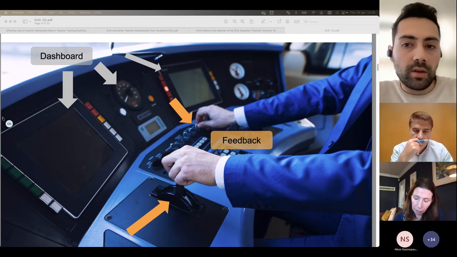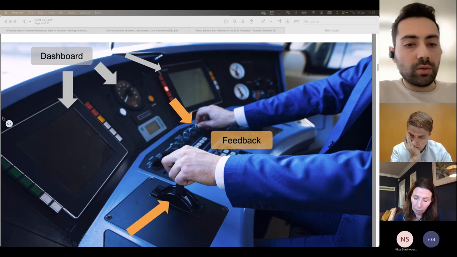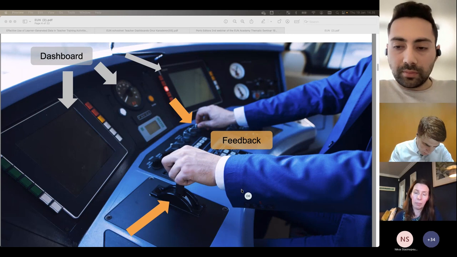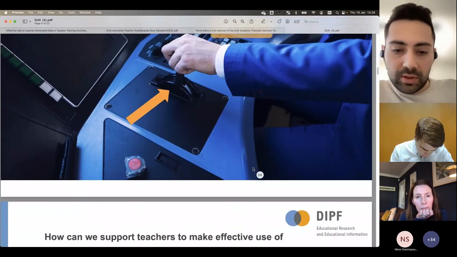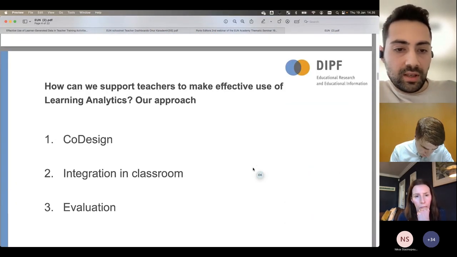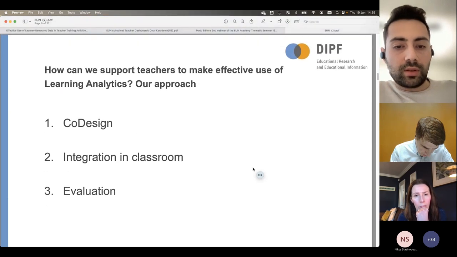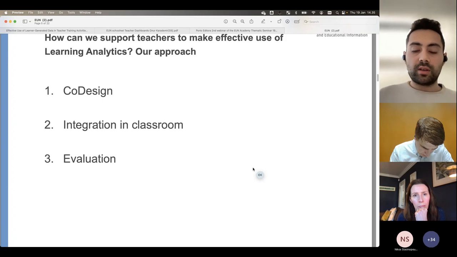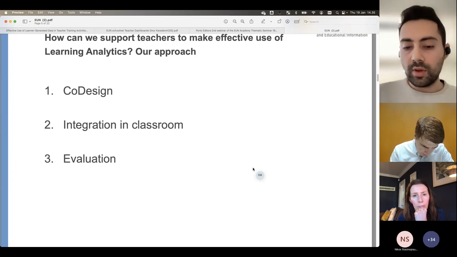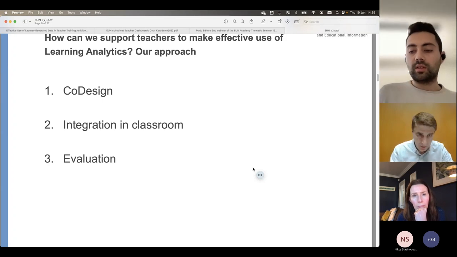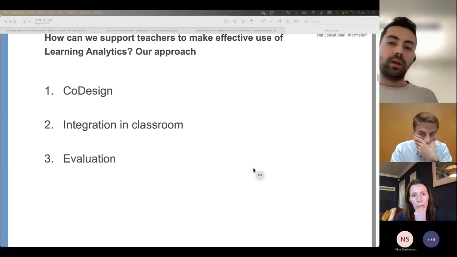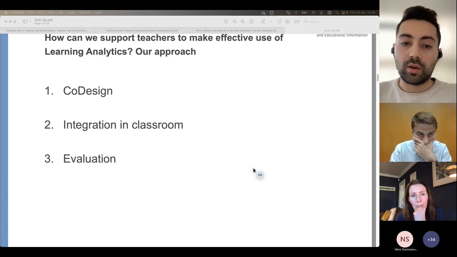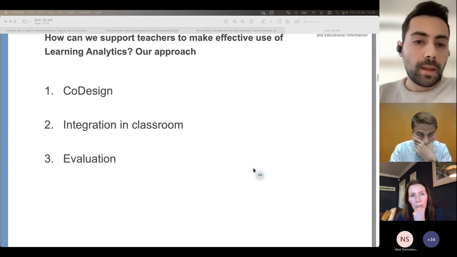And the way we applied this in the school is mainly in three steps. First of all, it's co-design. Then we have integrating the learning analytics into the classroom. And the third step is the evaluation, to see how teachers use the dashboard and derive results and conclusions from the evaluation.